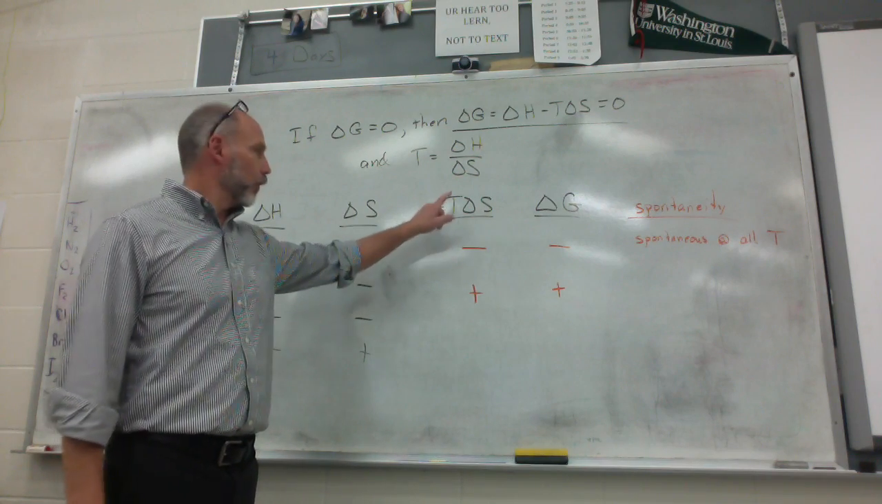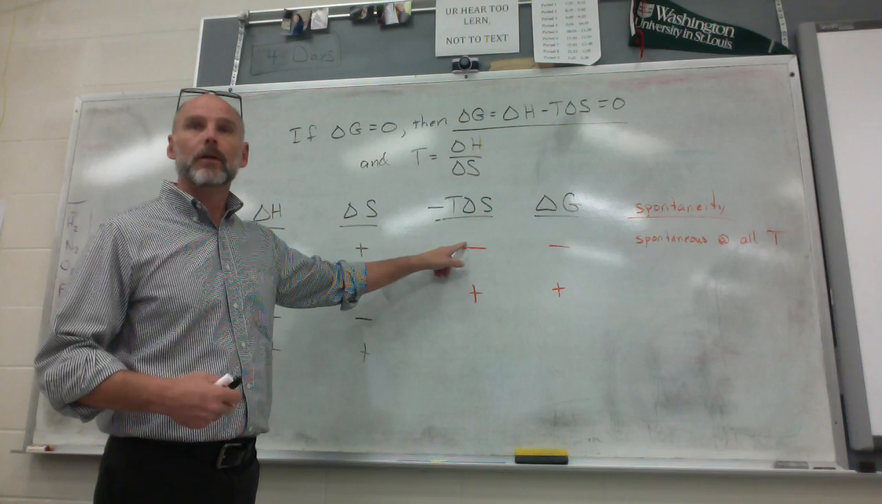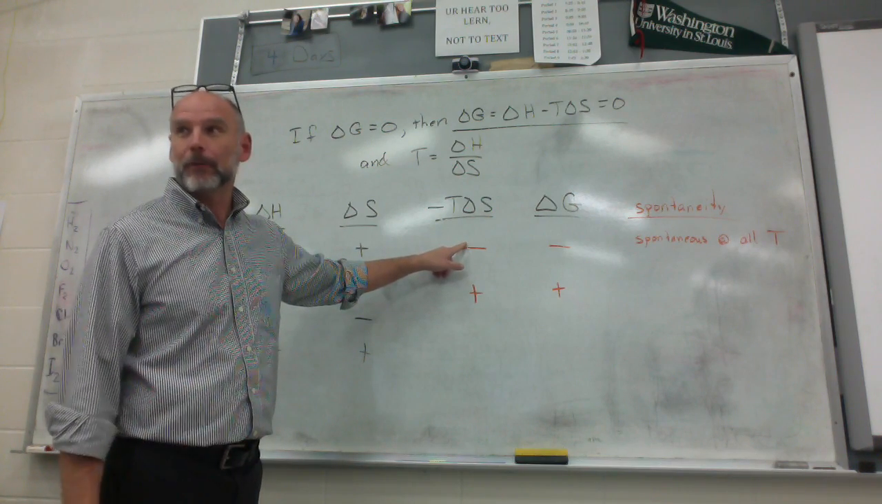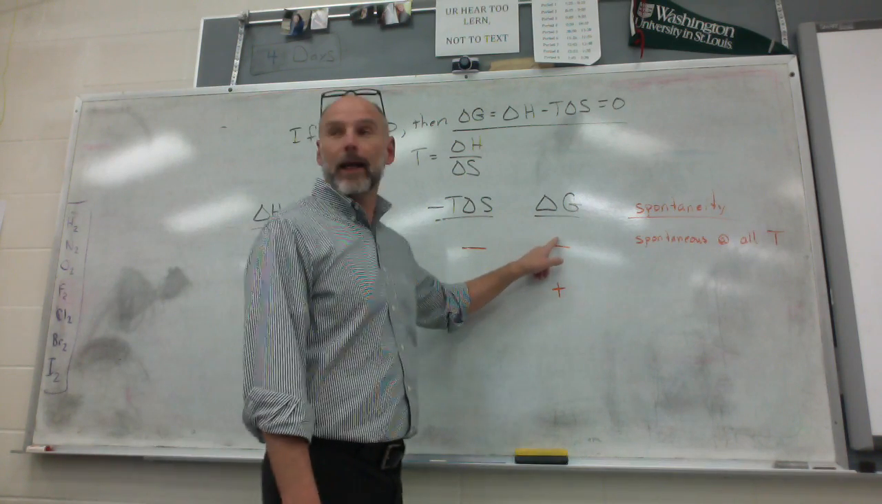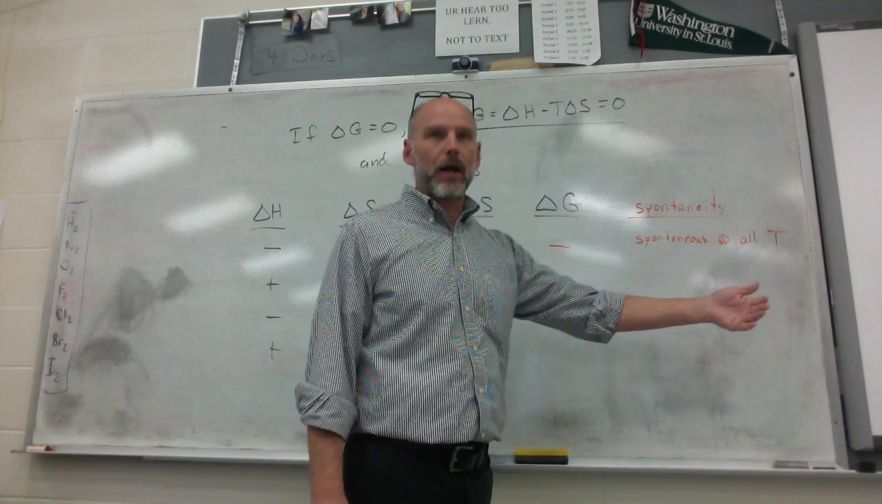Think about this. The larger the value of temperature, what's going to happen to this value? It's going to become more and more negative the higher the temperature is. Does that make sense? The more and more negative it is, the more and more negative the delta G is going to become, the more spontaneous, the greater the extent of the process.